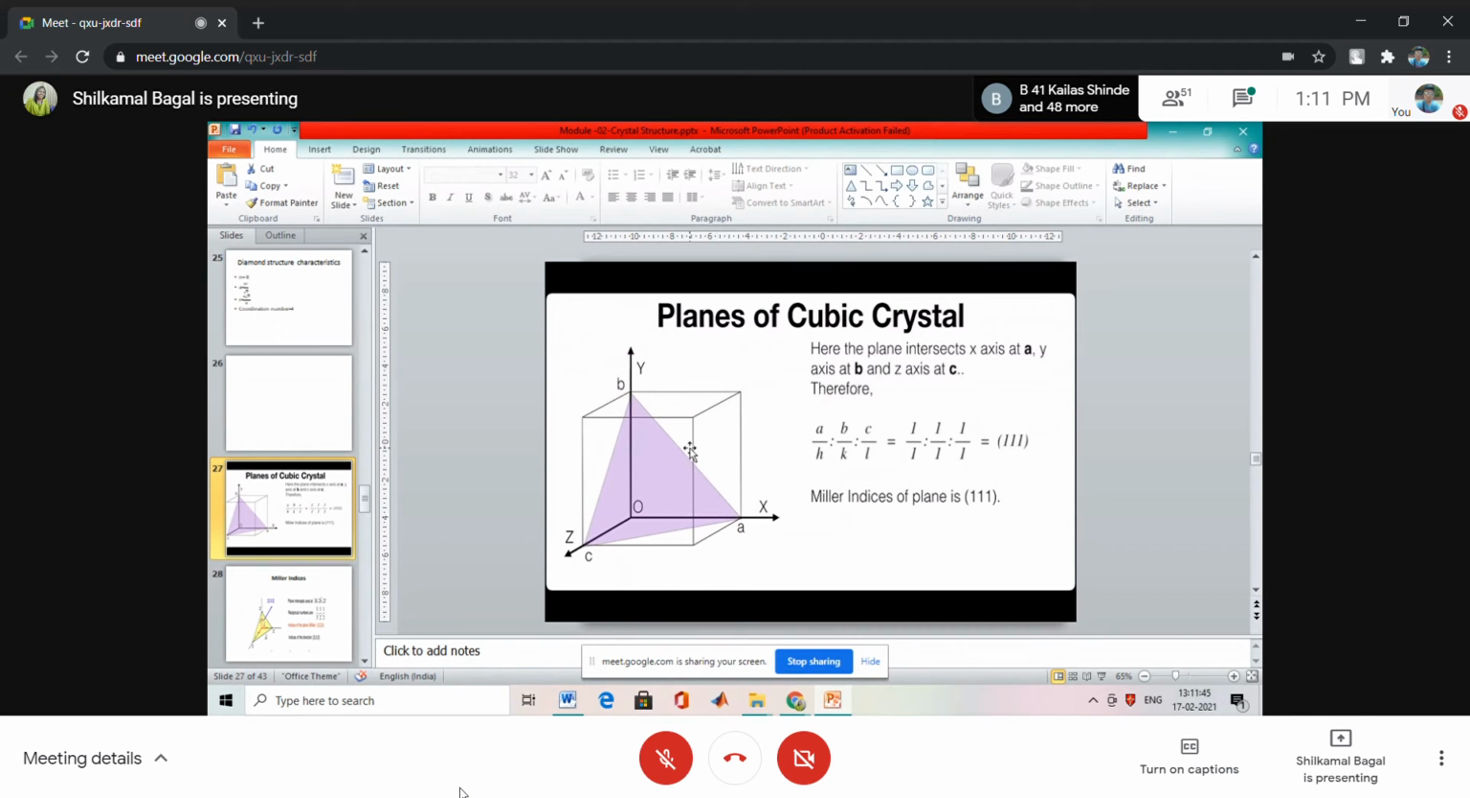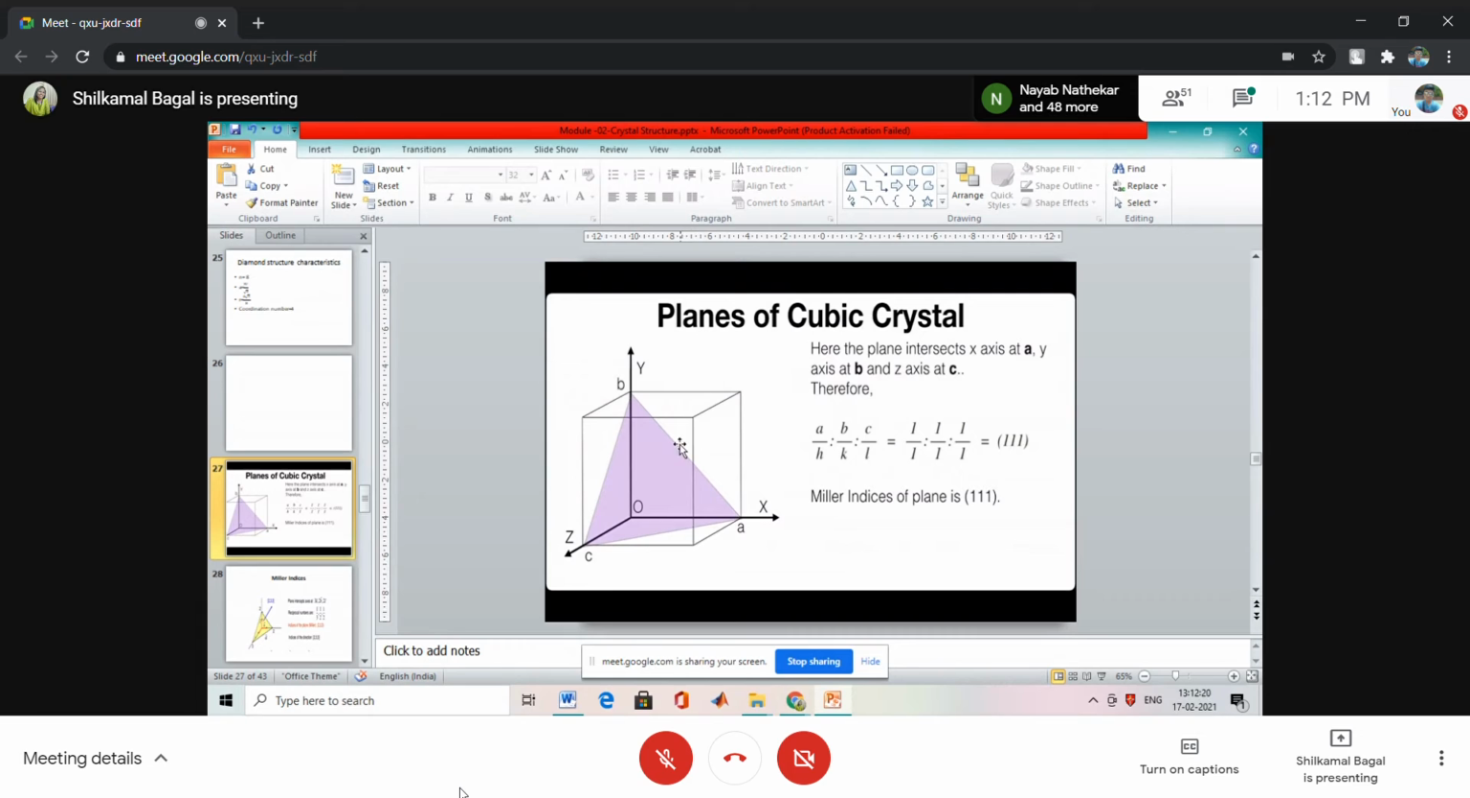So here one unit cell of the crystal is shown and one plane is shown. If we consider this corner of the unit cell as the origin, and the lattice constants of the unit cell, suppose this is not a cubic crystal structure, so the edges are A, B, and C. Suppose along axis X, the edge of the unit cell is A. Along axis Y, the edge of the unit cell is B. Along axis Z, the edge of the unit cell is C.